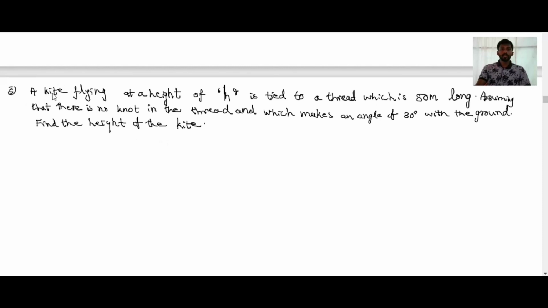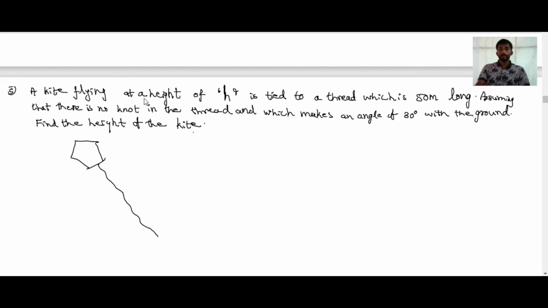See the next question. A kite flying at a height of h is tied to a thread which is 50 meter long. Assuming that there is no knot or no kink in the thread, and which makes an angle of 30 degree with the ground. Find the height of the kite. Assume one kite, okay, like this. Assume that it's a kite, then clearly it has some thread, right?